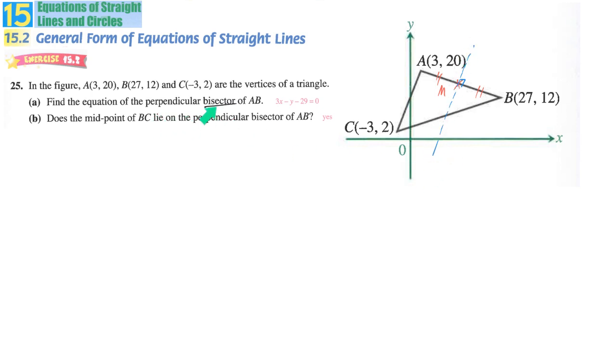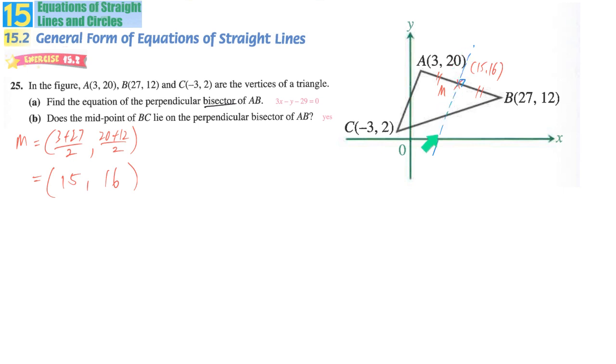And then when we find the equation, first we have to find out the point M. That's the midpoint of AB, so we have the x-coordinate average, 3 plus 27 divided by 2, and the y-coordinate average, which is 20 plus 12 divided by 2. So it's 15, 16. We have this coordinate (15, 16), which is the midpoint.